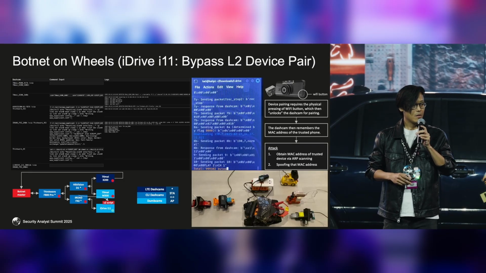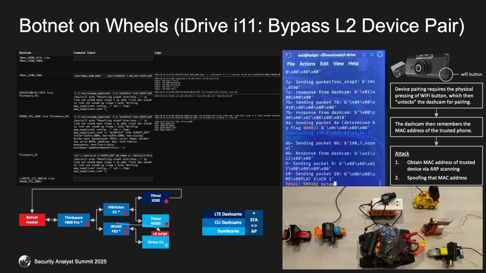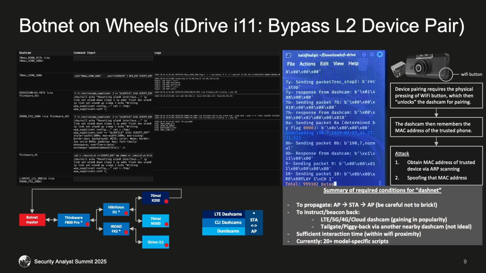And third, the cameras require sufficient time and proximity to allow data to exchange with one another. And lastly, the C2 scripts have to be model specific because the weaknesses and configurations vary from model to model. And today we have about 20 plus of them in our arsenal.